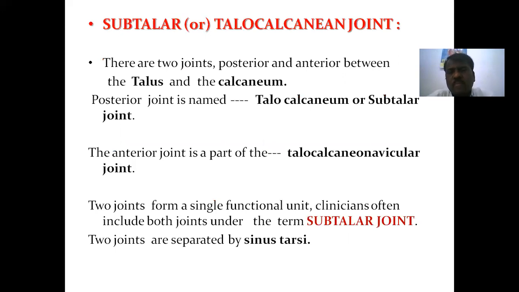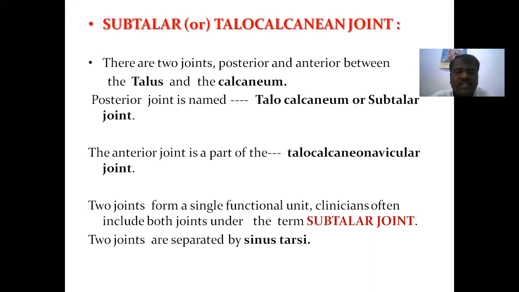Most important is the subtalar joint, also called the talocalcaneal joint. This is very important, a short note, and everybody should know this subtalar joint. There are two joints under this subtalar, anteriorly and posteriorly, between the talus and calcaneum. The calcaneum is below and the talus is above. Posteriorly the talus articulates with the calcaneum, and anteriorly the talus articulates with the calcaneum.